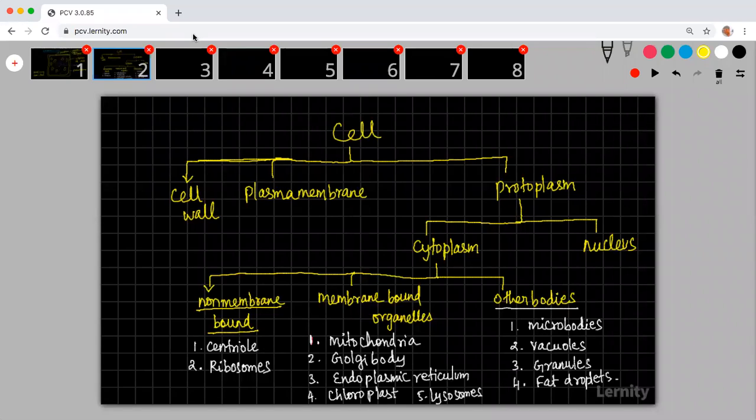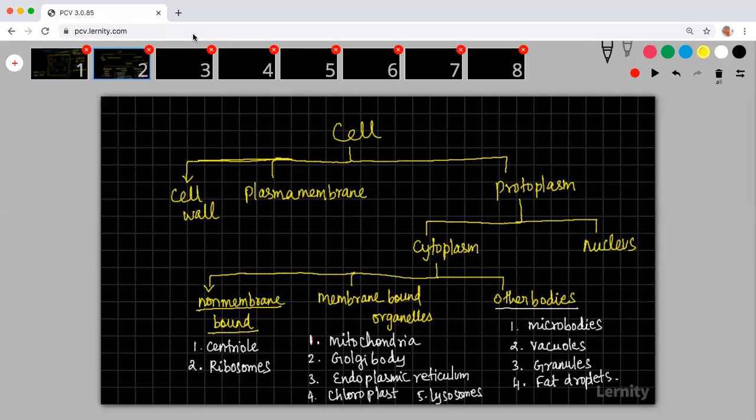It consists of two things. One is the nucleus. Because nucleus is very distinct, it is not included with the other organelles. And the main part, which is your cytoplasm. In your cytoplasm, you can see three different classes of structures. You have non-membrane bound structures, you have membrane bound structures, and you have other bodies. So non-membrane, you have centriole and ribosomes. In membrane bound organelles, you have mitochondria, Golgi body, endoplasmic reticulum, chloroplast, lysosomes. Again, here chloroplast is not found in animal cells, but still I have included it here because it is part of the eukaryotic cell structure. Okay, again you have other bodies.